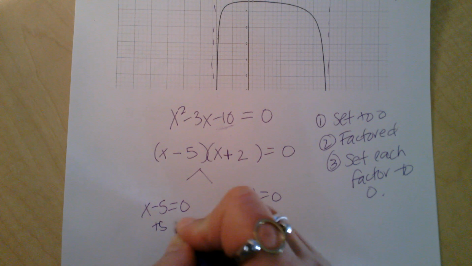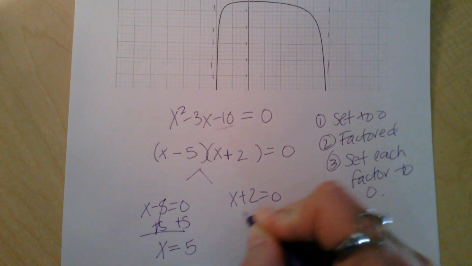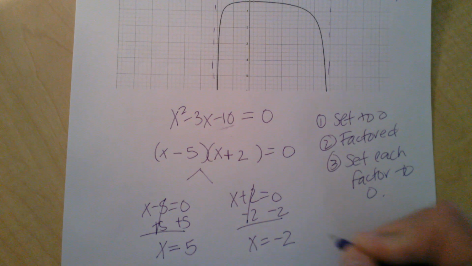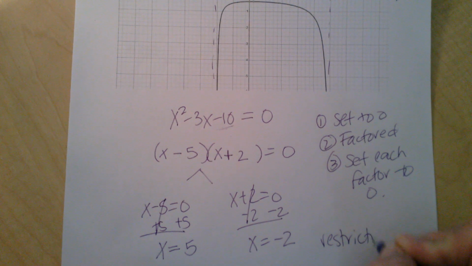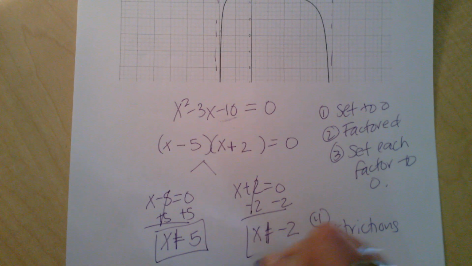So we're going to do some algebra: plus 5, so x equals 5; minus 2, so x equals negative 2. We want restrictions. So for number 4, this can't be negative 2 and this can't be 5. So these are our restrictions.